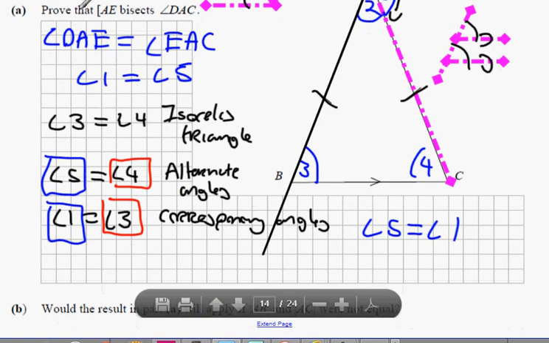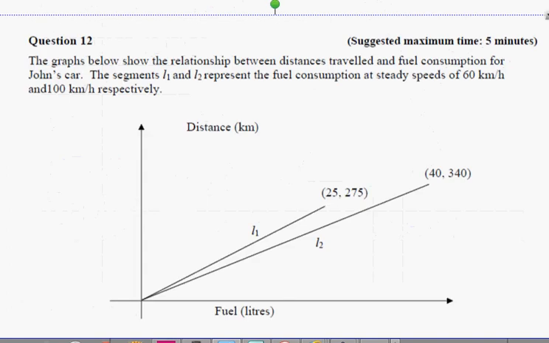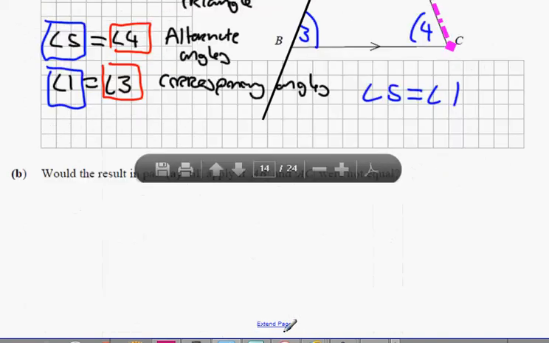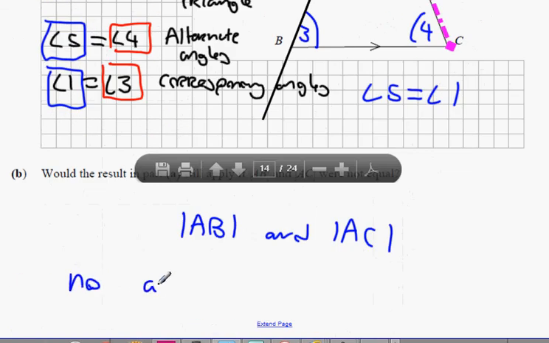Now, the next question after that is, just read the issue here. Would this result in part A apply to AB and AC if they were not equal? So would this result apply if AB and AC weren't equal? What's the answer to that? Why is it no, Dennis? The triangle would be isosceles. So, no, because the triangle wouldn't be isosceles, and therefore you can't use your proof. Well done.